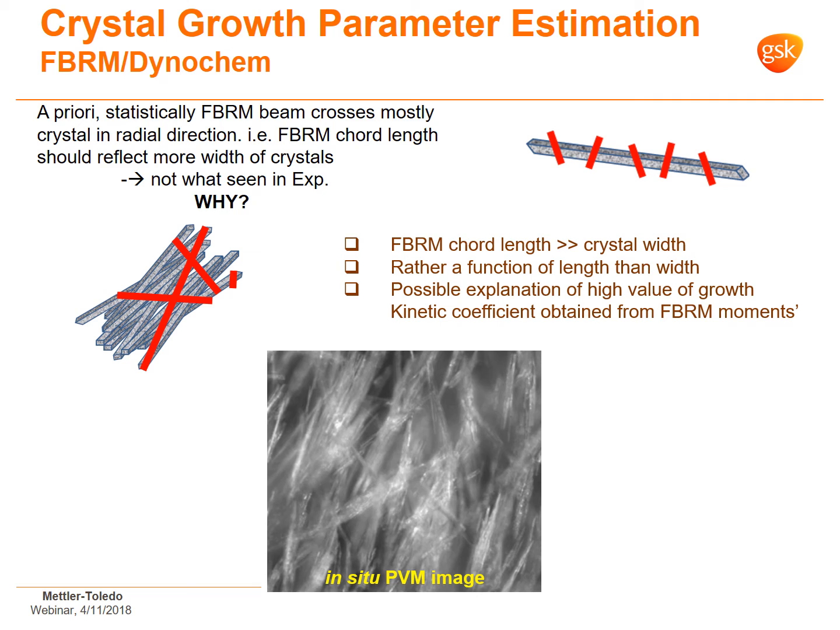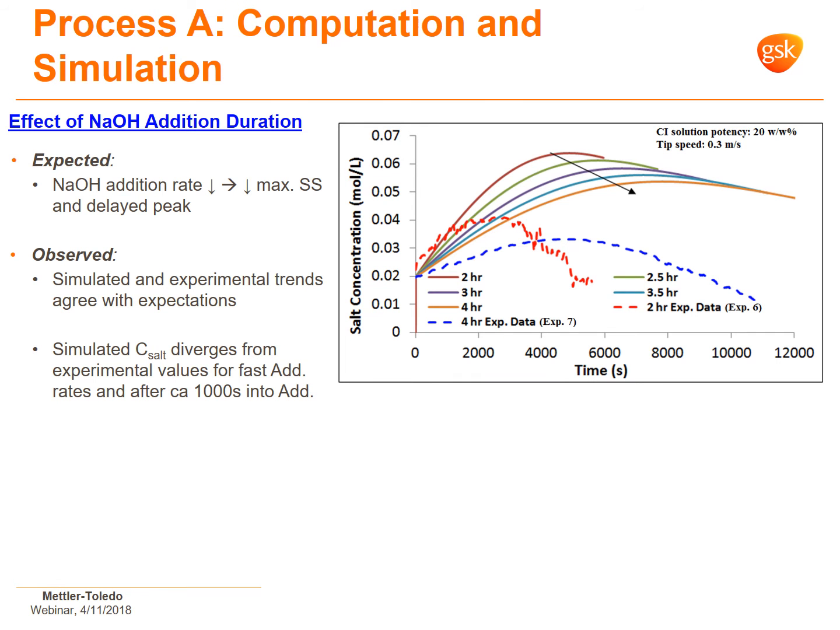You can see that taken image randomly, the needles are more stacked in this direction. Moving on quickly to the computation. Having extracted those values, we looked into how they compare with what kind of computation we can get, essentially looking at the effect of parameters on supersaturation, or salt concentration. When we decrease the addition rate, the maximum supersaturation decreased, which is expected. And we see that the simulation and experimental trend agree with the expectation.